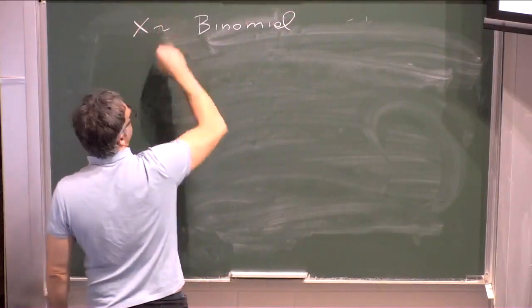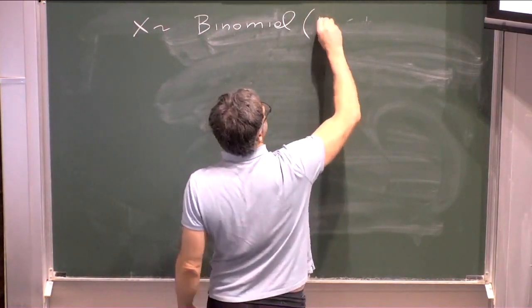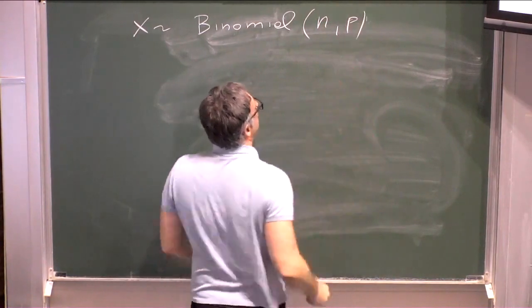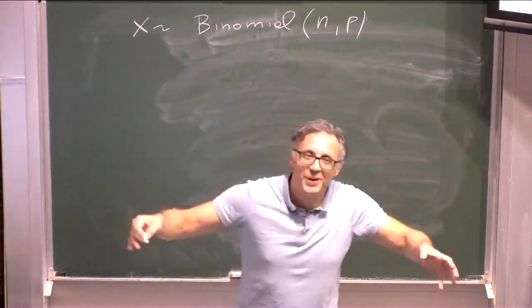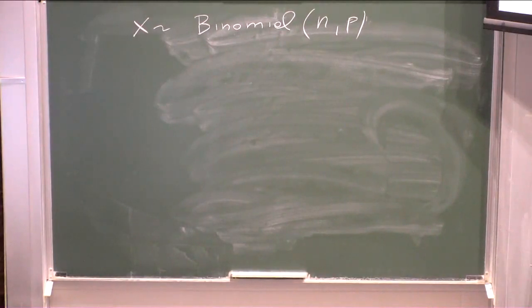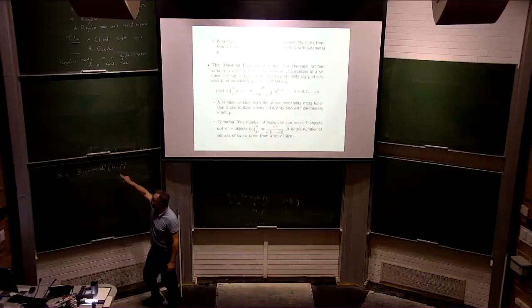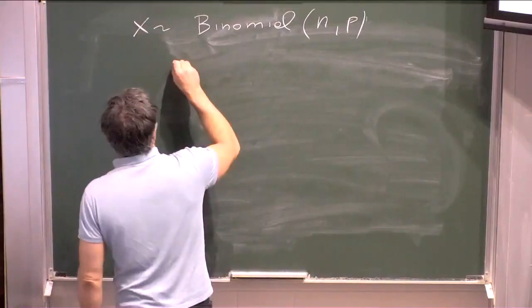X is binomial. So this is the model. It has 2 parameters, n and p. n is the number of people in this room, or if you want, the number of trials, the number of experiments that I attempt. p is the probability of success in each of them. Possible values.